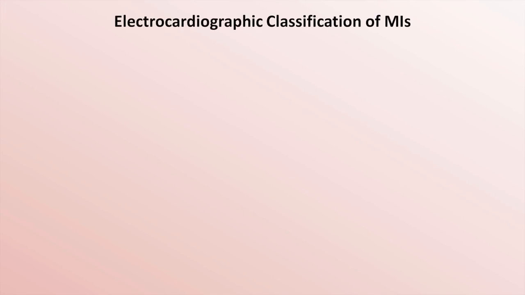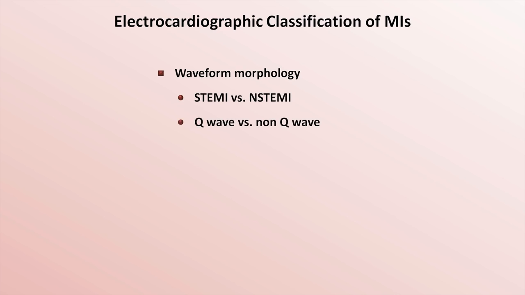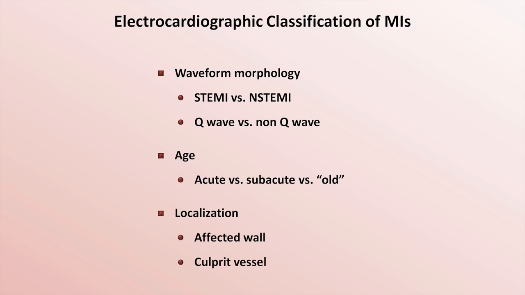MIs can electrocardiographically be classified in various different ways. They can be classified based on waveform morphology, such as STEMI versus NSTEMI, or Q-wave versus non-Q-wave, or they can be classified based on age, such as acute versus subacute versus quote-unquote old. Finally, they can also be classified based upon localization to an affected wall or to a culprit coronary vessel.